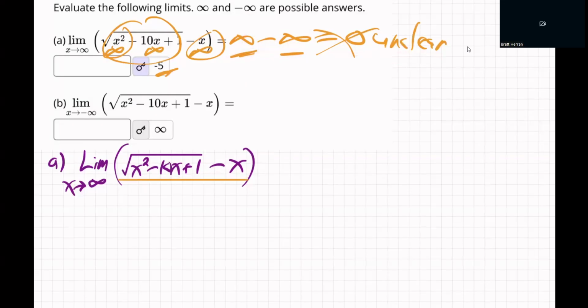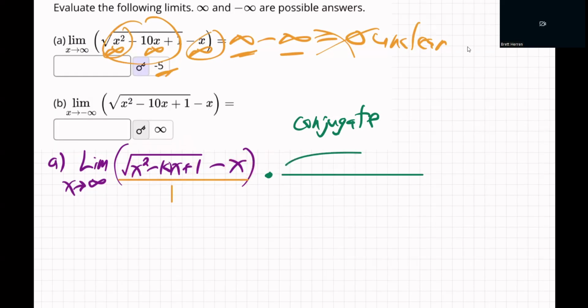I'm going to put it over one. That doesn't change anything, right? It's still the same thing it was. Putting over one doesn't change anything. And I don't know if you remember, but whenever we have roots added and subtracted, what we want to do is the conjugate. We do that all the time in math and science when we have a root added or subtracted to something.